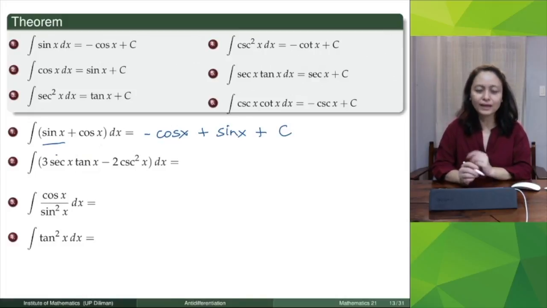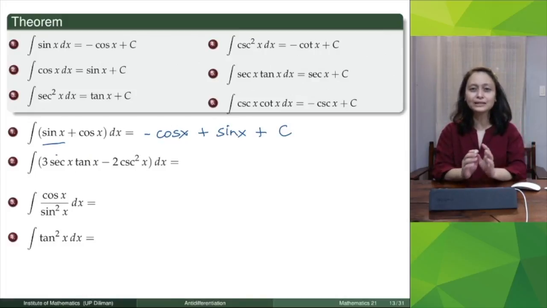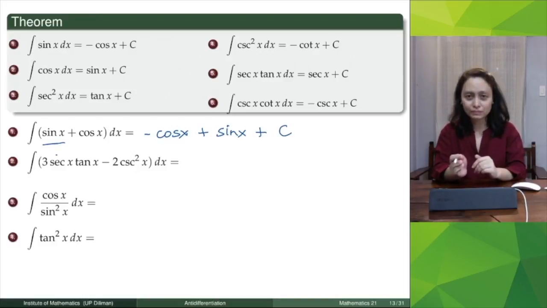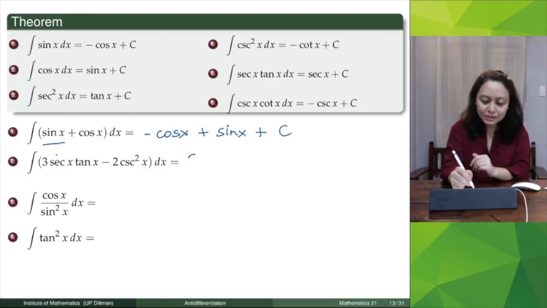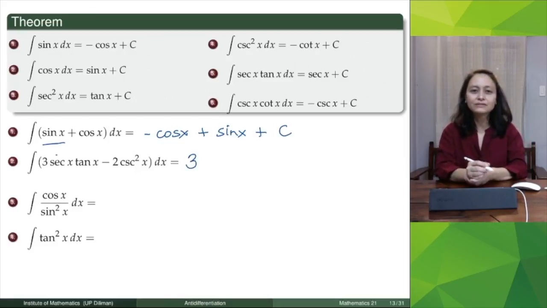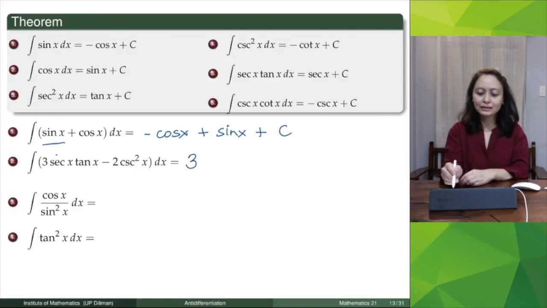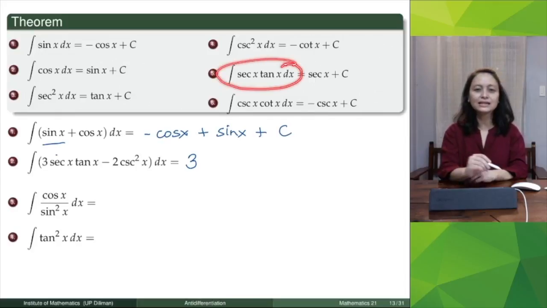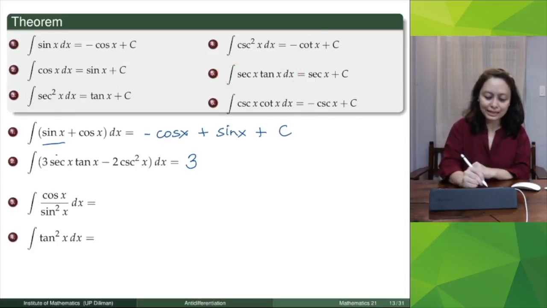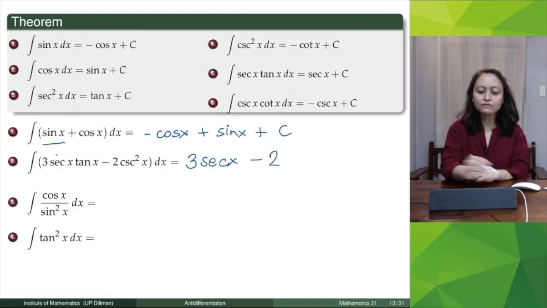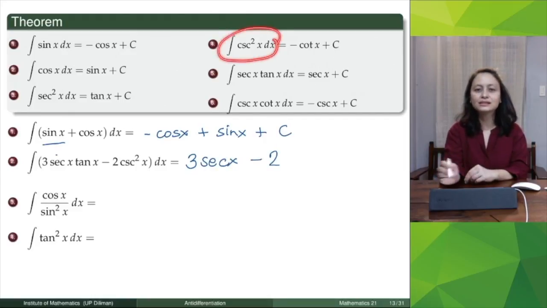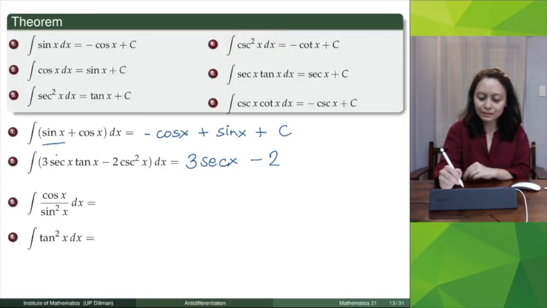Number two, again, this is just a difference, so pwede nating kunin yung antiderivative ng bawat term. Tapos, pag may constant, ilalabas lang. So, 3 antiderivative of secant x tangent x. Ito, diba? Antiderivative of secant x tangent x is secant x. Minus 2 antiderivative of cosecant squared x is negative cotangent x. So, negative-negative magiging positive 2 cotangent x plus c.